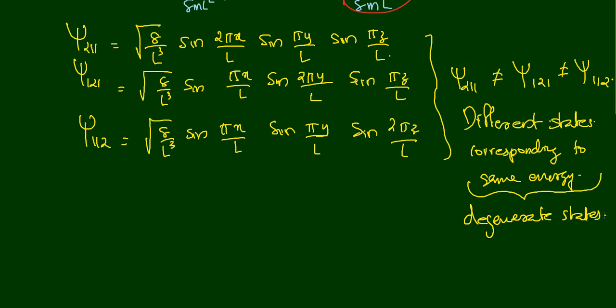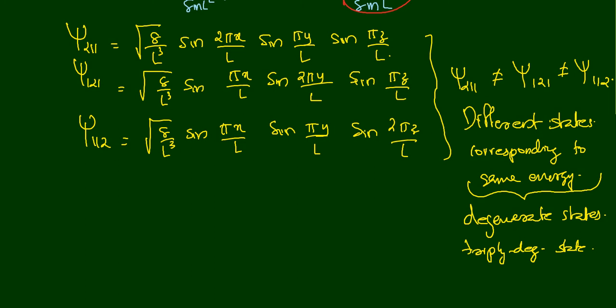അപ്പോൾ ഇവർക്കെല്ലാം ഒരേ എനർജിയാണ്, but they are different states. അപ്പം ഒരേ എനർജിക്ക് കറസ്പോണ്ടിങ് ആയിട്ടുള്ള ഡിഫറെൻറ്റ് സ്റ്റേറ്റ്സ് ഉണ്ടെങ്കിൽ വി ക്യാൻ കോൾ ദം ആസ് degenerate states. Since there are three states corresponding to the same energy, we can call this a triply degenerate state. Psi 211, psi 121 and psi 112 are triply degenerate states.